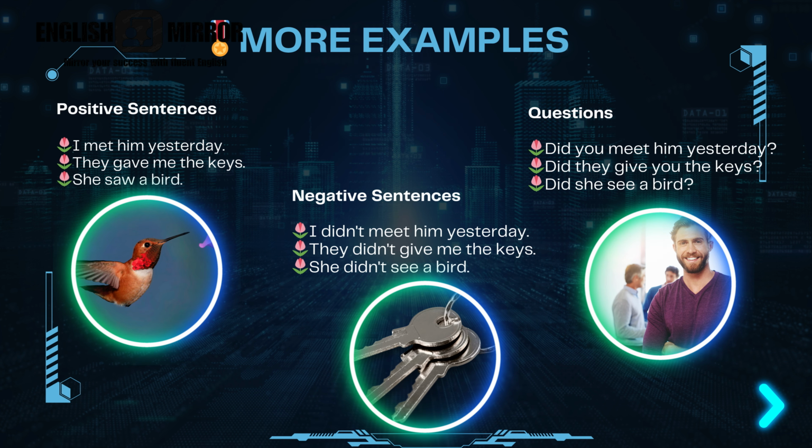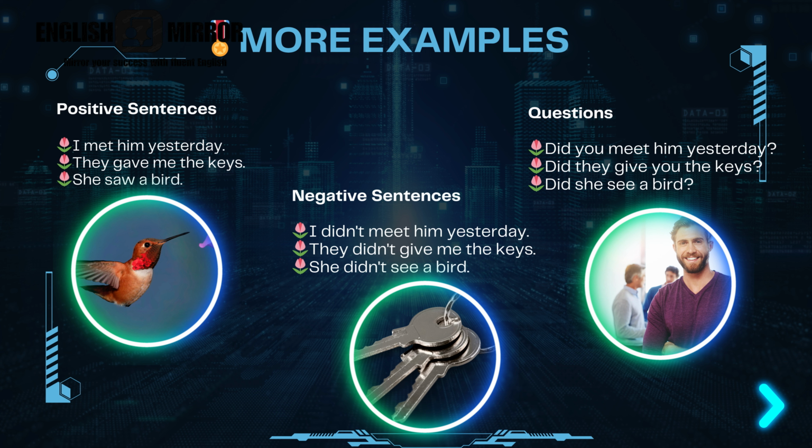And some more examples include positive sentences. I met him yesterday. I is the subject, and the verb is the second form, met. Okay. They gave me keys. They is the subject and gave is the second form of the verb give. She saw a bird. She is the subject and saw is the verb's second form, the V2 form.